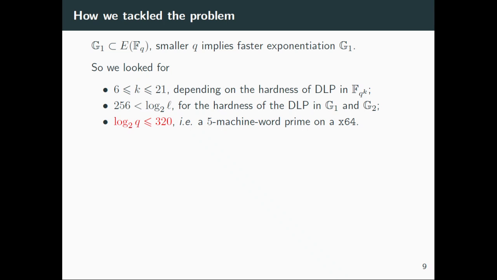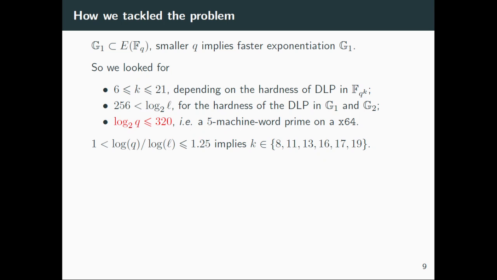Thus, the real constraint is picking a prime q of 5 machine words on a 64-bit architecture. That is, q has between 256 and 320 bits. If l has precisely 256 bits and q is ranging between 256 and 320 bits, the ratio log q over log l ranges from 1 to 1.25. That ratio is also known as the rho value.